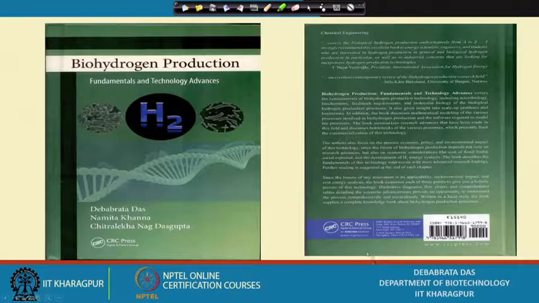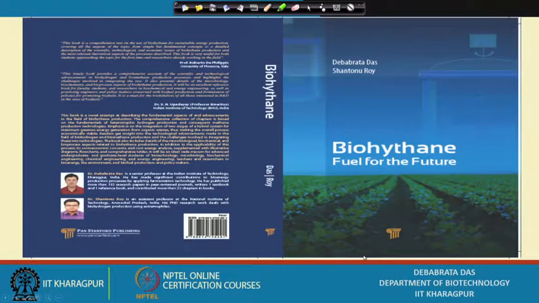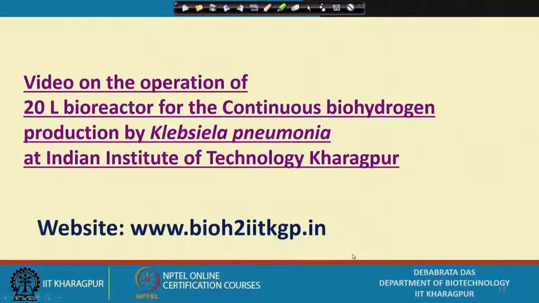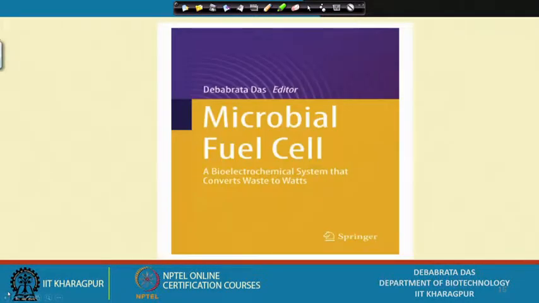And I want to show you some of my published books. This is Biohydrogen Production: Fundamentals and Technology Advances, published by CRC Press. Another is Biohydrogen: Fuel for the Future. This is the first book in the world we have published, published by Pan Stanford Publishing Company. Then we published Algal Biorefinery: An Integrated Approach, published by Springer. Another book we published is Microbial Fuel Cell, published by Springer.